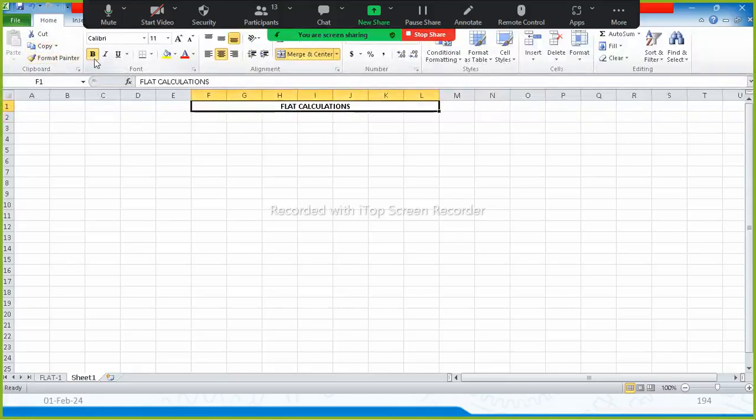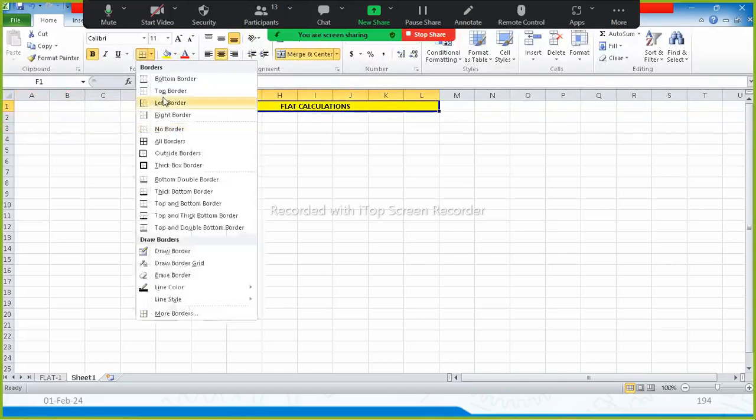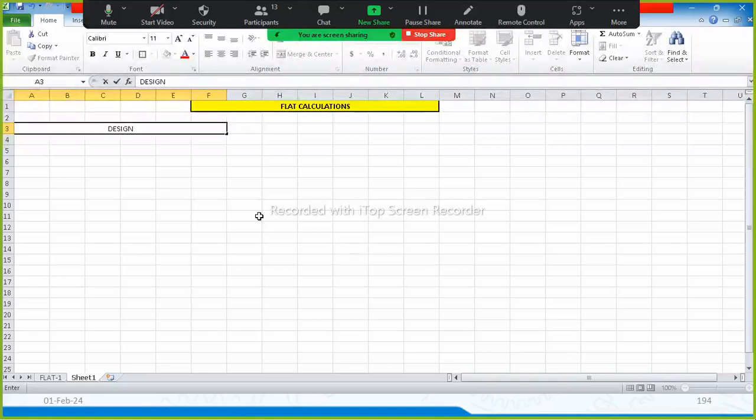Let us start now. So the heading is flat calculations. First we need to prepare the DBR, guys. So what is DBR? DBR stands for design brief report. Design brief report means specifying what are the things which you are going to take for your flat as an input calculation. So I'm writing it as a design brief report.